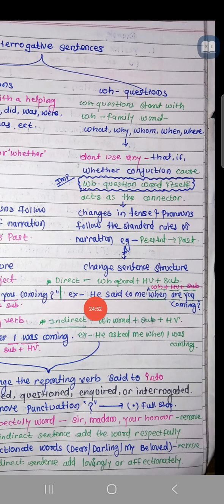First we see the example. He said to me, when are you coming? And converted, we say, he asked me when I was coming. So here we do not use a conjunction, not that, if or whether. We used when, because rule number 2 is the same here. Let's see.